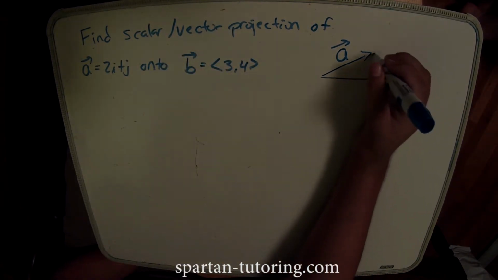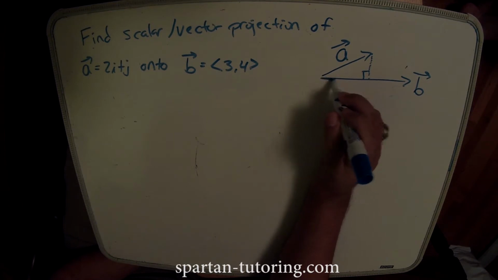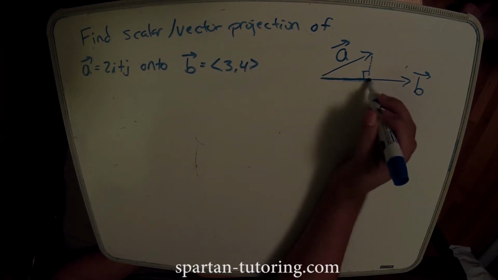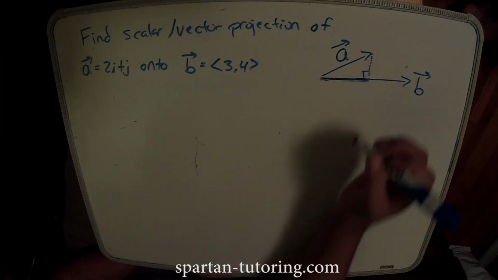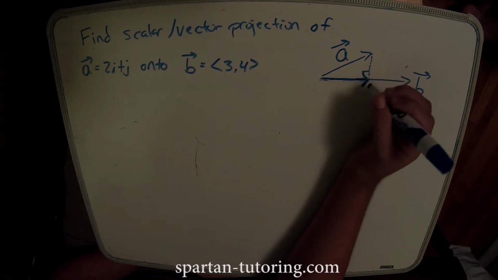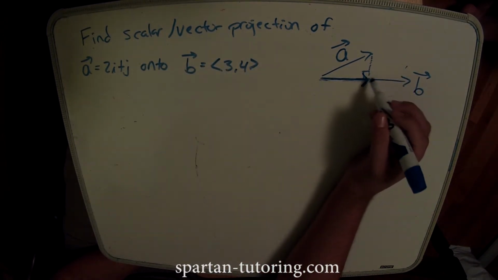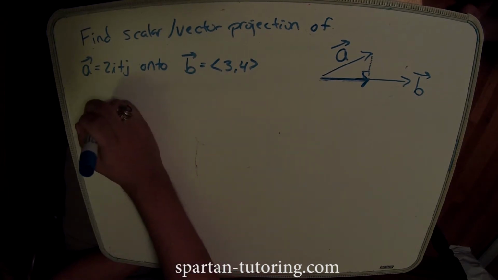We're doing the scalar and vector projection onto this. What you're going to do is drop a 90-degree angle from the top of A down to B, and the scalar projection gives you this length. The vector projection will give you this vector. And after we work out this problem right here, I'll explain a real good application of it. So let's first talk about the scalar projection.